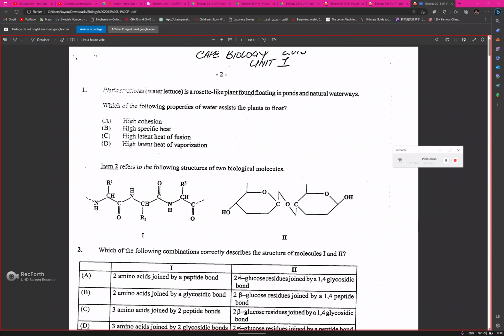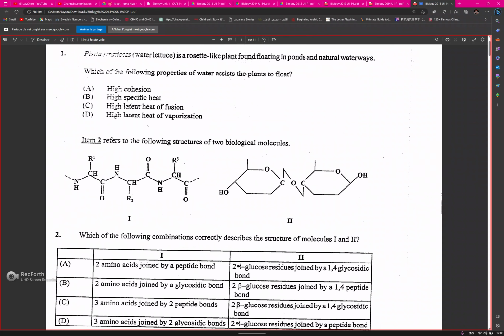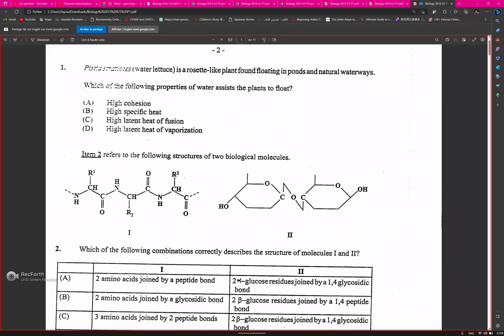So this is the 2015 CSEC Biology paper, Unit 1, Paper 1. The first question here looks like it has been repeated multiple times. Waterlettuce is a rosette-like plant found floating in ponds and natural waterways. Which of the following properties of water assists the plant to float? What will be the answer?